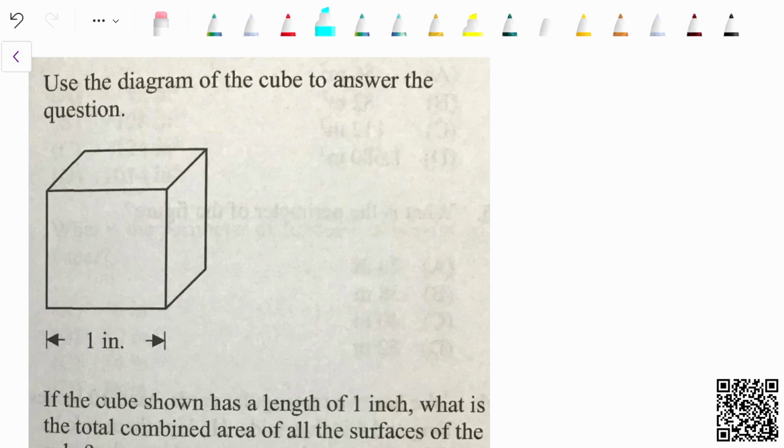Today we're going to be looking at some more cubes and surface area and stuff like that, and rectangular prisms, basically just 3D shapes. So our first question today is: use the diagram of the cube to answer the question.